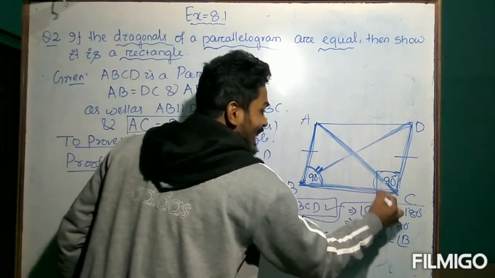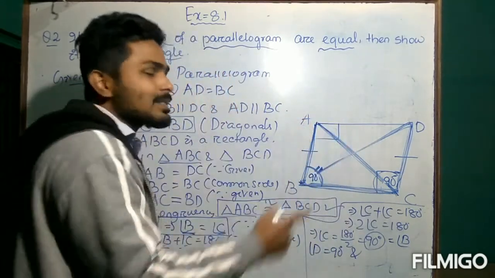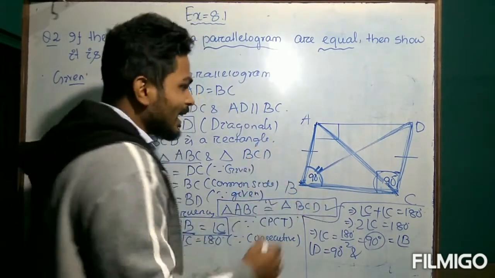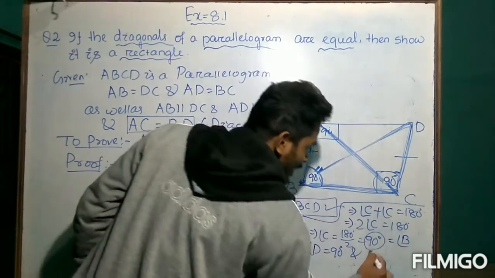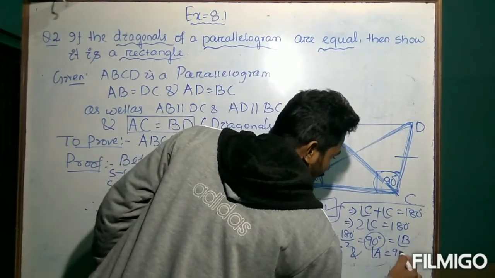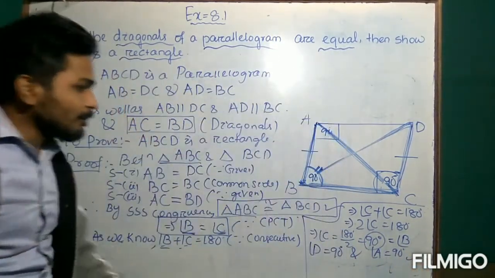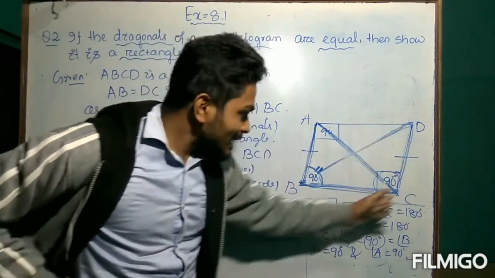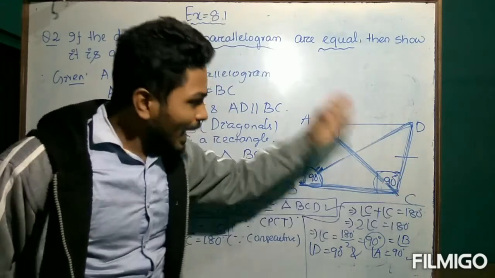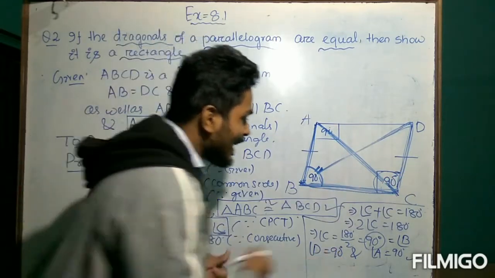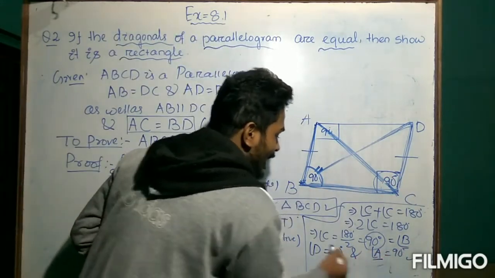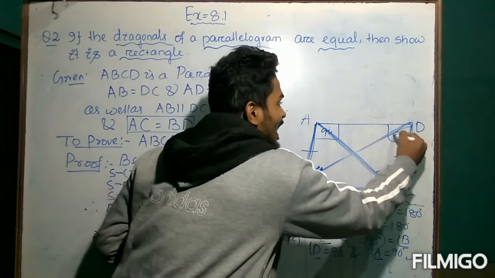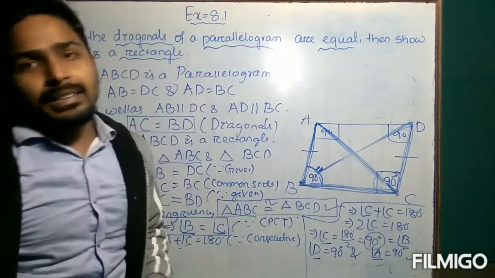And if angle C is 90, then this angle A must be 90 because they are also opposite angles. So angle A is equal to 90. Okay, now we have done. So what have we found? We have found that it is a parallelogram, and in this parallelogram, each angle, angle A, angle B, angle C, angle D, each angle is 90 degrees.